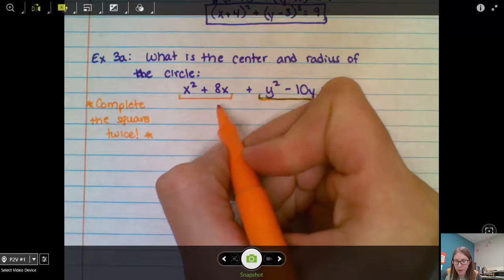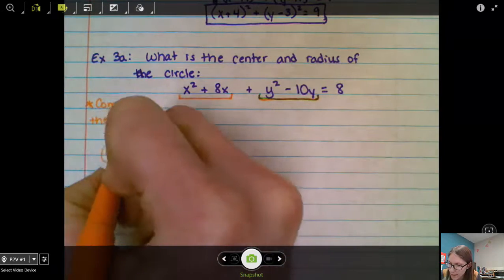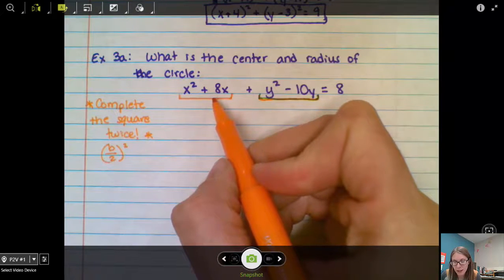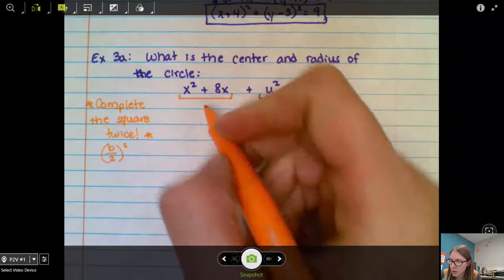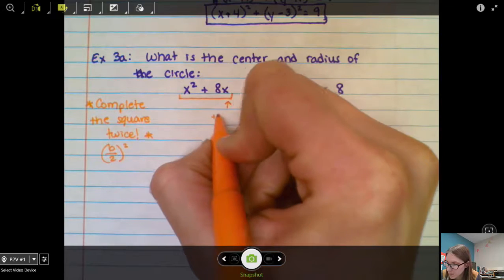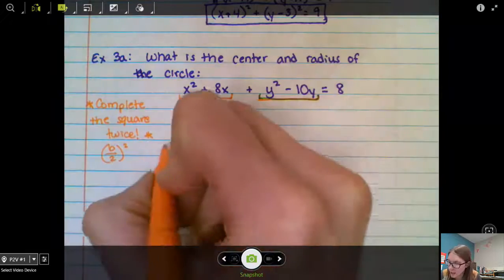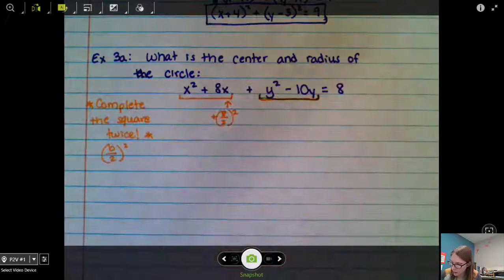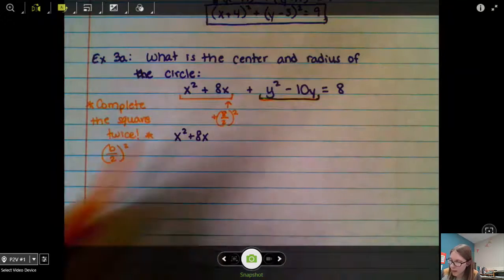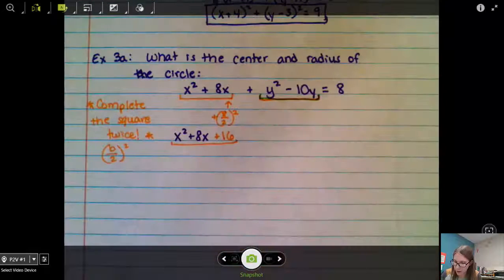So to complete my square, remember we have to take b divided by 2 and square it. So in this case, b is 8. 8 divided by 2 is 4. 4 squared is 16. So I'd have to add 16 right here. Okay, so I'll write my x squared plus 8x that we started with, and then the 16 that I'm adding to complete our square.